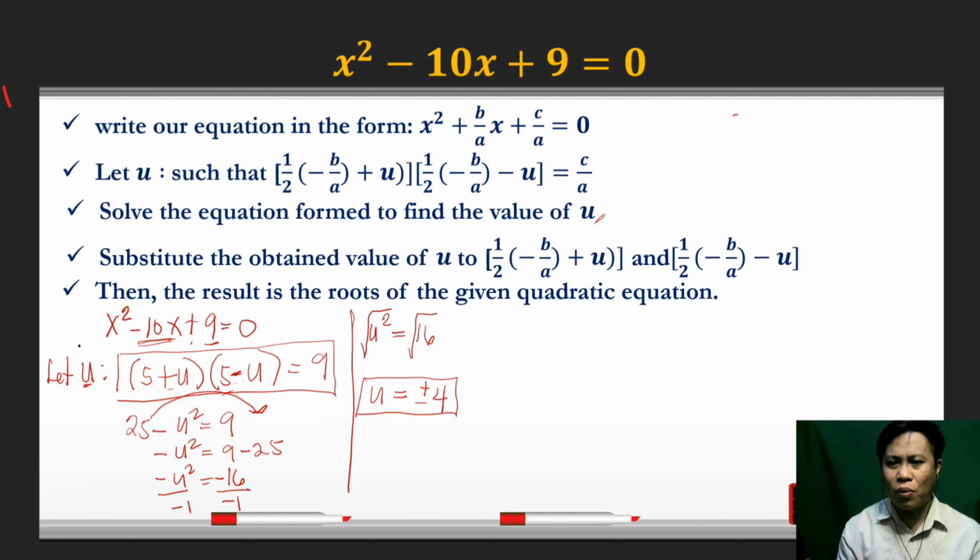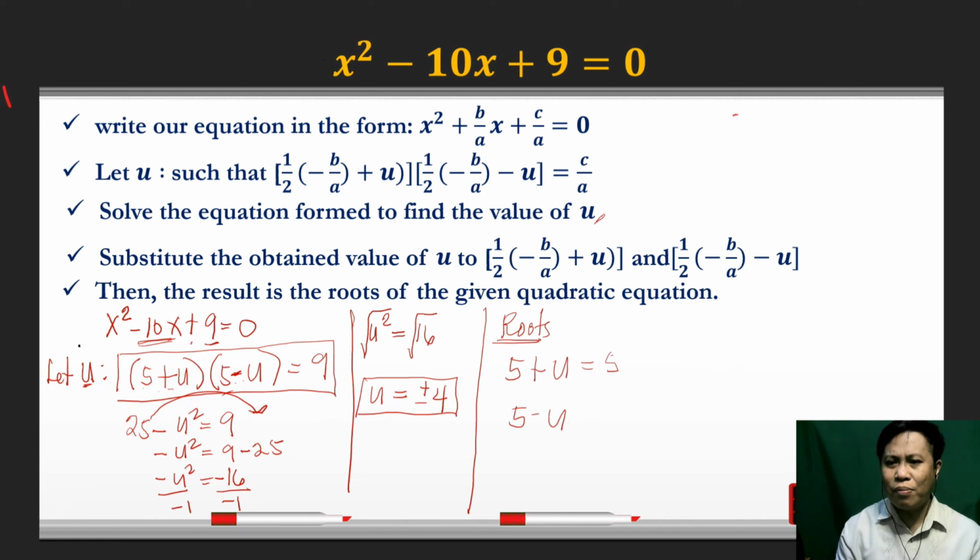Okay? So this value of u will help us to get the solution set of the given quadratic equation. We'll substitute this one to the factors that we have, 5 plus u. So that is now the roots. When I say roots, that is actually the values of x of the given quadratic equation. So you have 5 plus u, and the other one is 5 minus u.